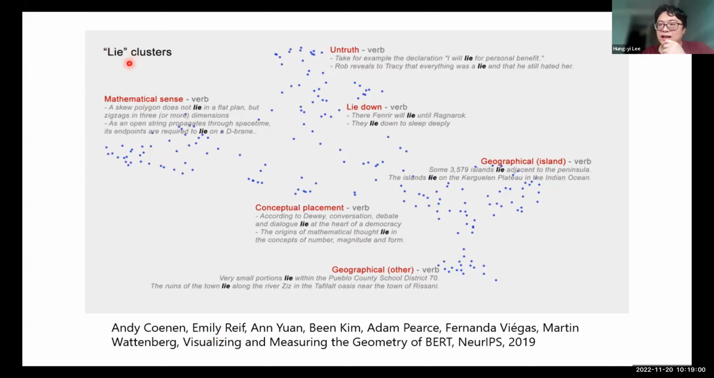As you know, "lie" has many different meanings. It can refer to untruth, it can refer to lying down, or it can have a geographical meaning or a mathematical sense. And BERT knows that the same word with different word senses will have different representations. So this is already common sense in the NLP community.